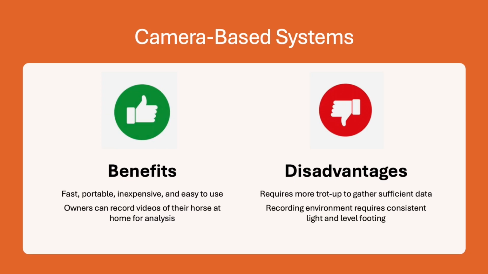This is because only body parts that are visible to the camera can be used for analysis. This means that the hind end can't be analyzed when the horse is trotting towards the camera. Additionally, the recording environment requires consistent light and level footing for optimal data collection. The use of a tripod or similar phone stand device can ensure proper video recordings.